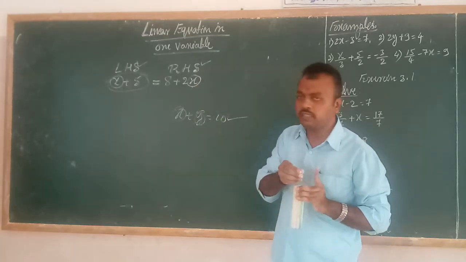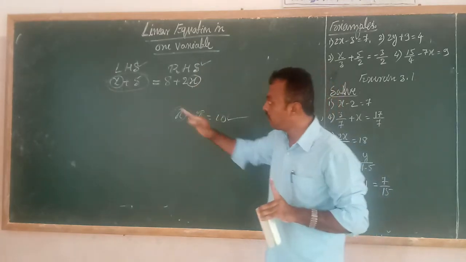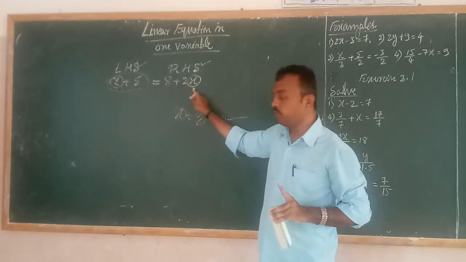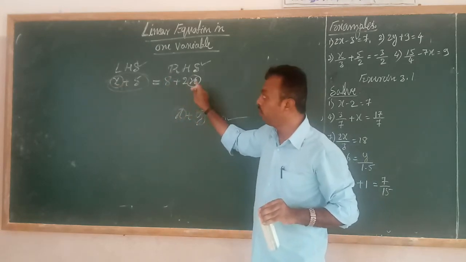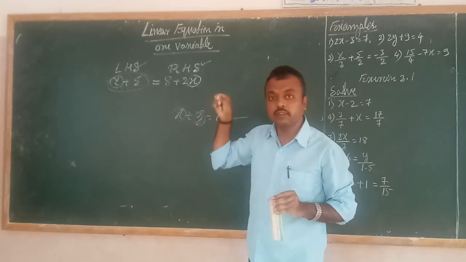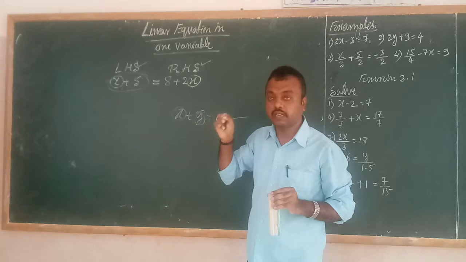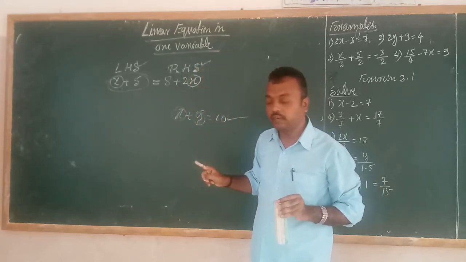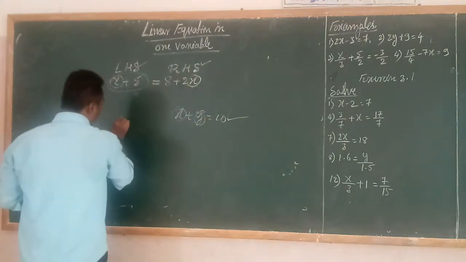Variable means unknown value. In x plus 5, the unknown value is x. In 8 plus 2x, x is the unknown value. So we have to find the unknown value of the given expressions or given equation. That is called a linear equation in one variable. Do you understand? See students, I will take another example.